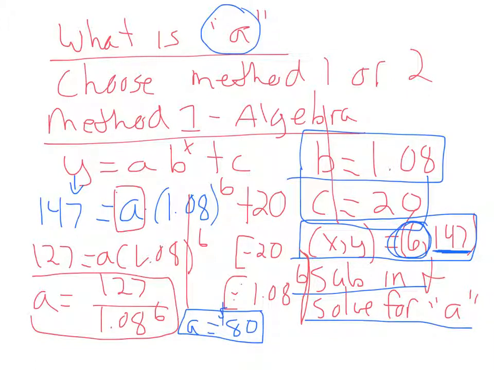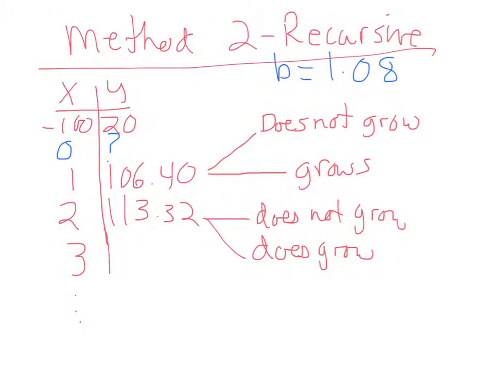So what does that mean? Well, I'm going to go to the next page to start to look at that. So that's an algebraic strategy to figure out A. So what does it mean? Even though I've got method 2 here, I'm going to start by writing in the bottom. Can you look just to the bottom of the screen? And our equation we know now is this. Y equals 80 times 1.08 to the x plus 20.